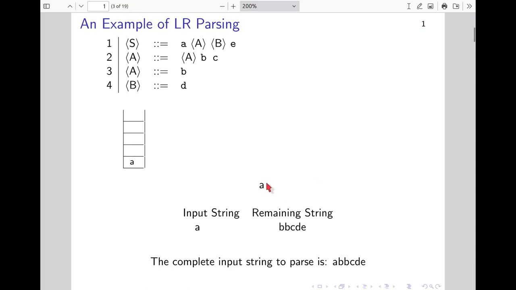Okay, let me step through this algorithm and show you how the parse tree is constructed and what happens with the state. We see an A, and the parse table is going to tell us that we need to shift A. It's going to put A onto the stack and move to the next input. It shifts A onto the stack, constructs a leaf node, and moves to the next input in our string.